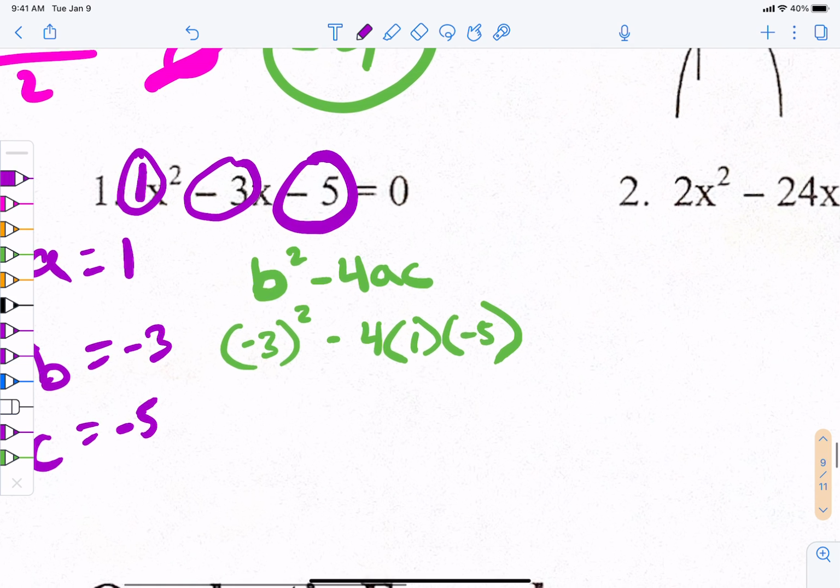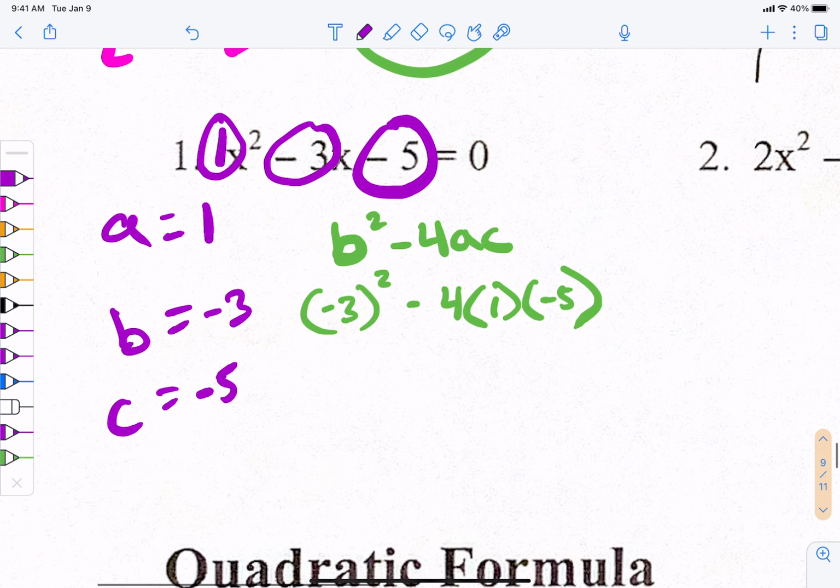What does negative 3 squared become? Why didn't you put negative 1? You're right there, Jason. What are you talking about? Oh, I'm just finding the discriminant. I'm just doing b squared minus 4ac. I'm not doing the whole quadratic formula. I'm just doing b squared minus 4ac.